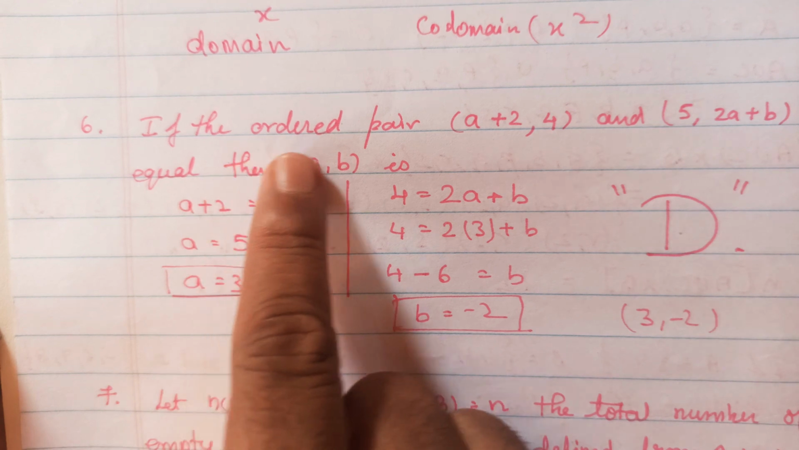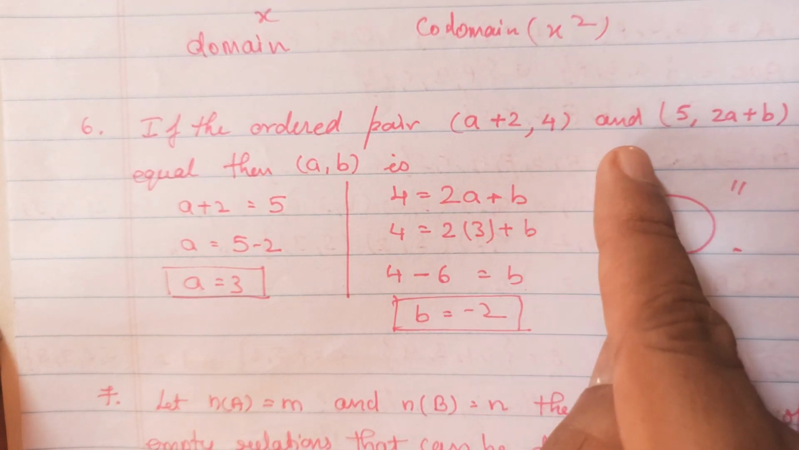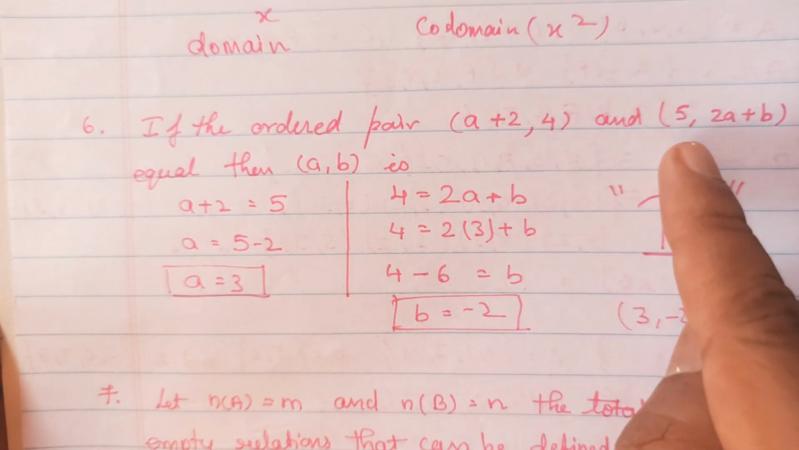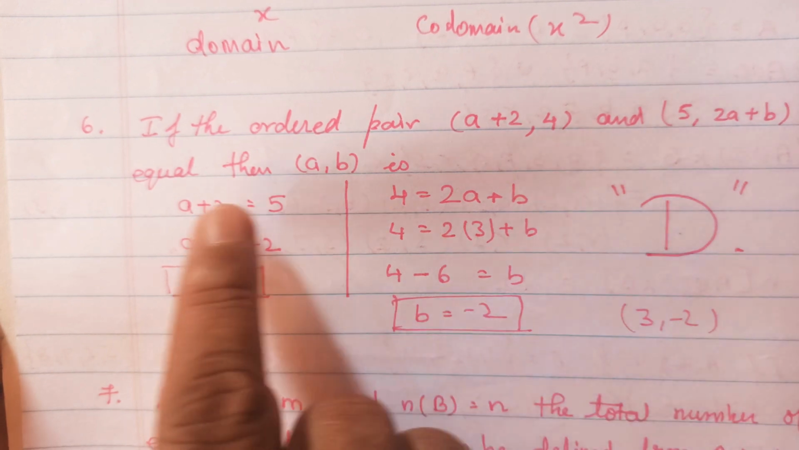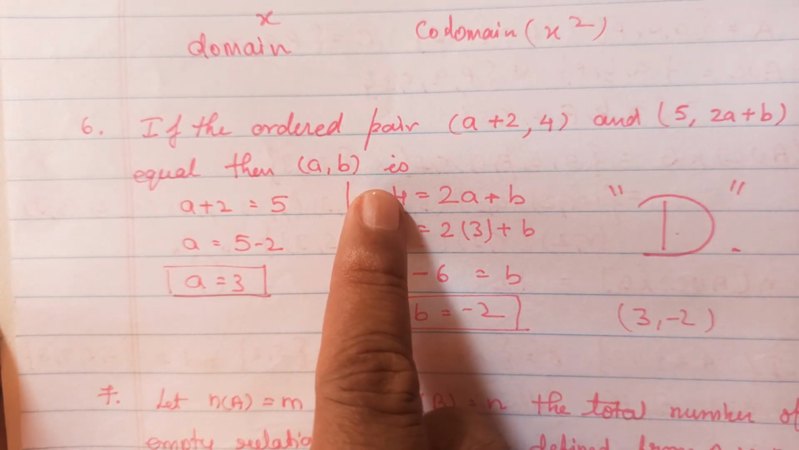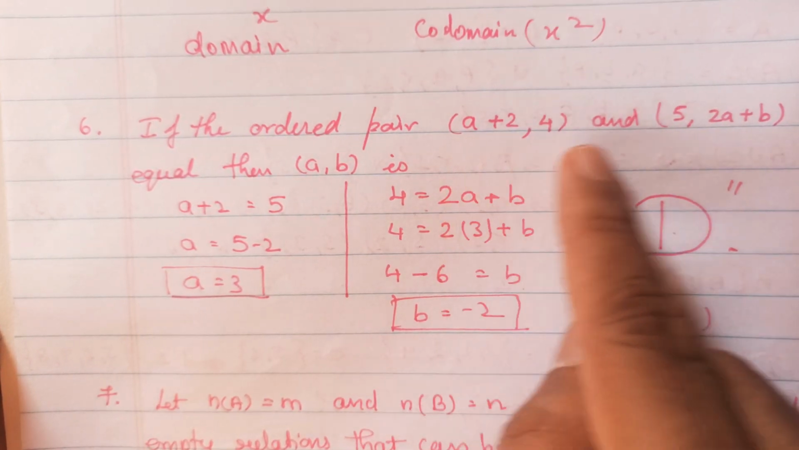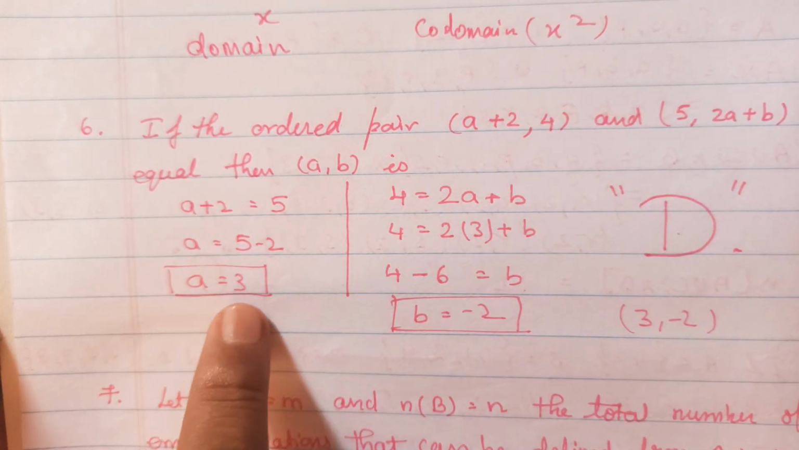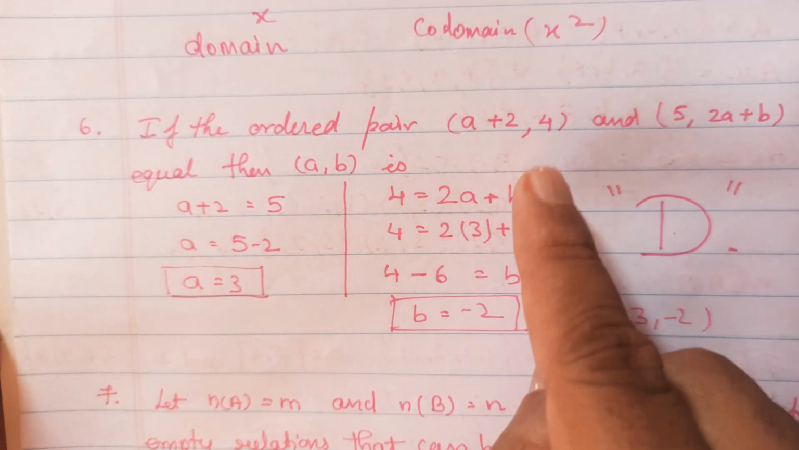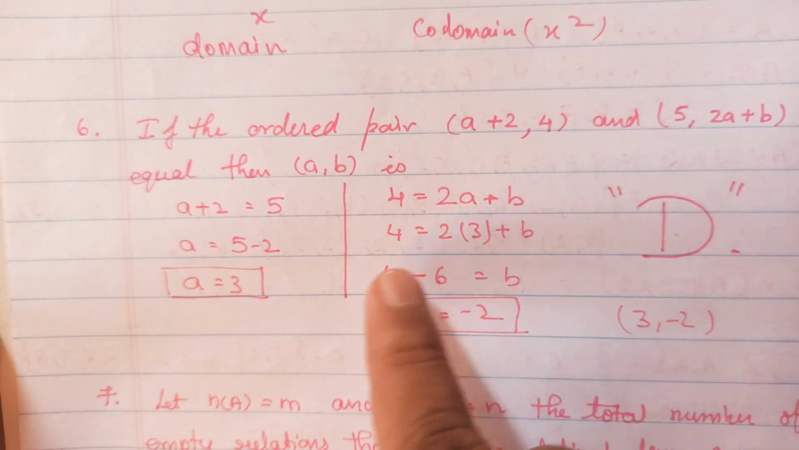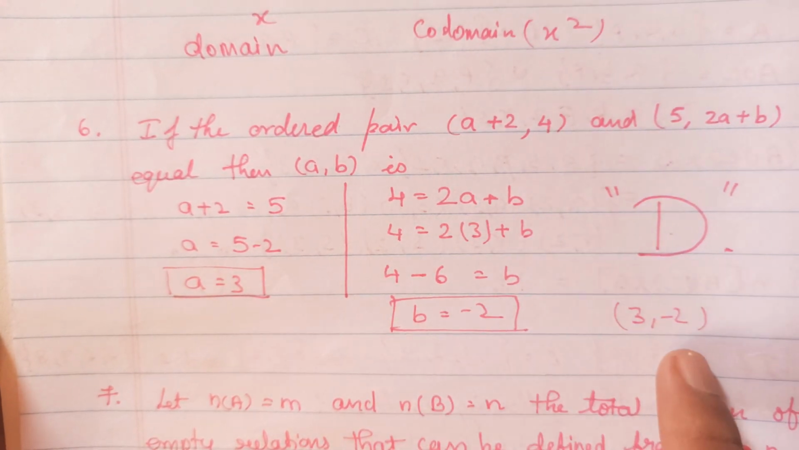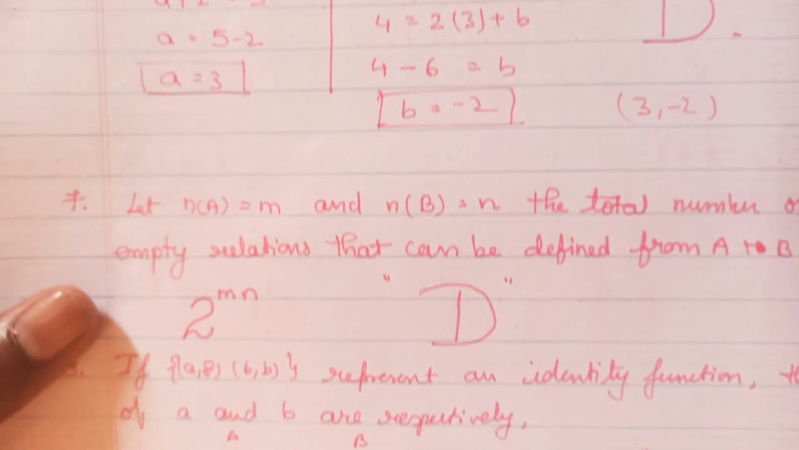Question number 6. If the ordered pairs (a+2, 4) and (2, 2a+b) are equal, then (a, b) is? So a plus 2 is equal to 5? Find the value of a. 4 is equal to 2a plus b. Finding the value of b, it is minus 2. Hence the option is D.